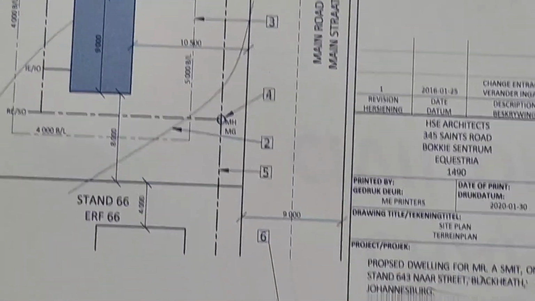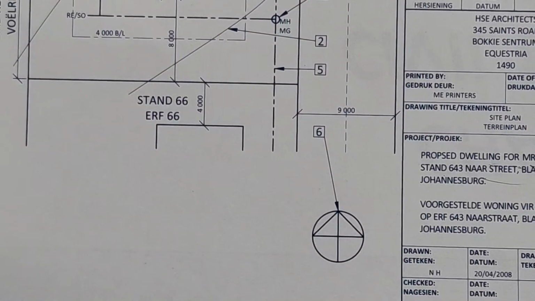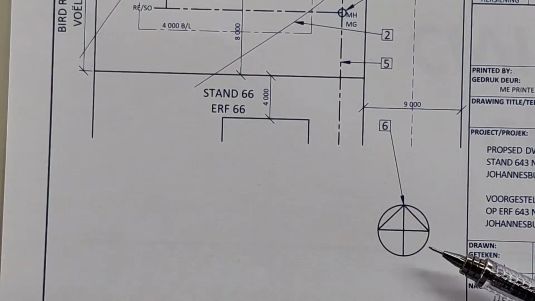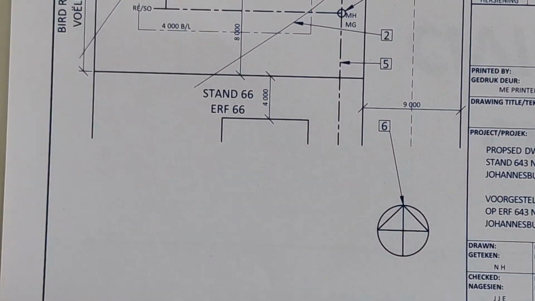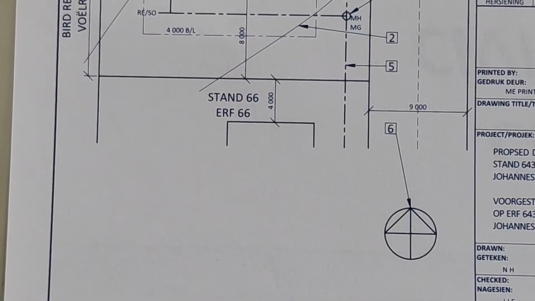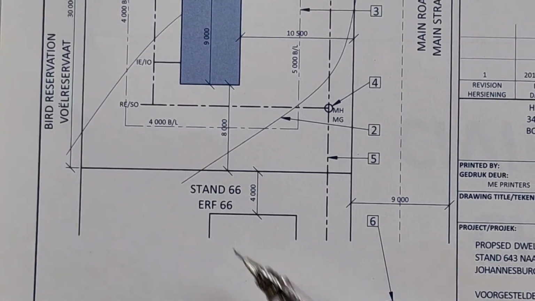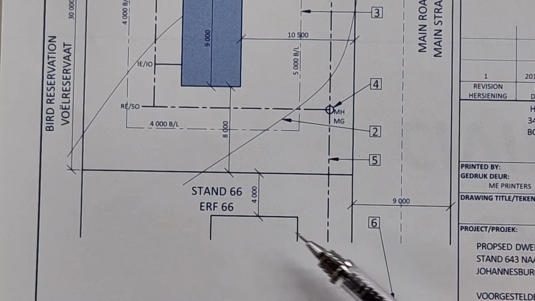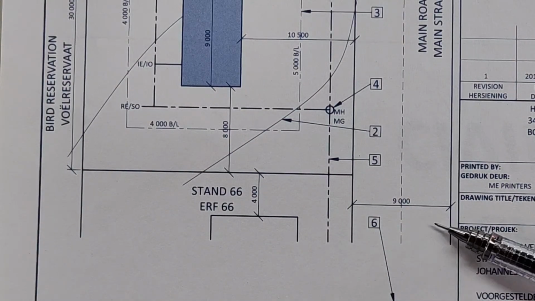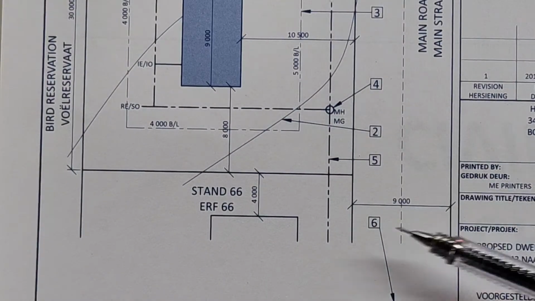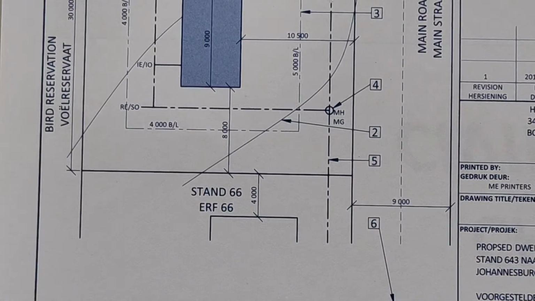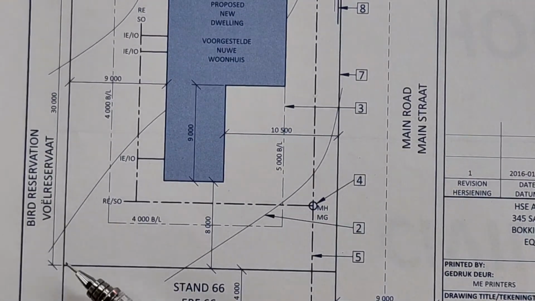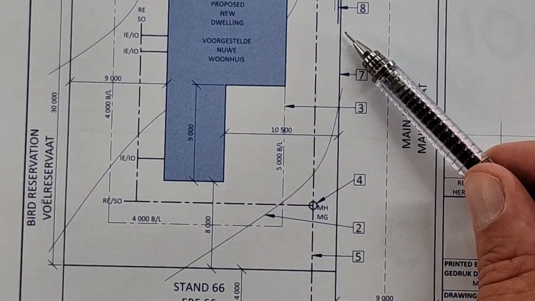Then if we look at the site plan, we can start from the bottom here. We've got our north arrow indicated. And then there's a couple of things here. If we look here, it looks like an adjacent stand with an adjacent building. We have a road servitude here of 9 meters. If we go up, we have the actual perimeter of the stand that we're working on.